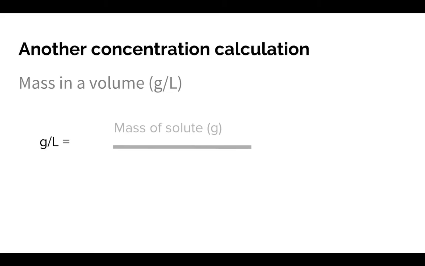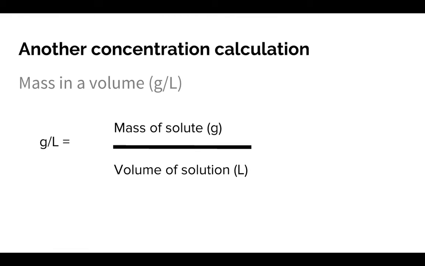Another type of concentration calculation is mass in a particular volume, in this particular instance, grams per litre. So we would be calculating the mass of the solute in grams and dividing that by the volume of the solution in litres.